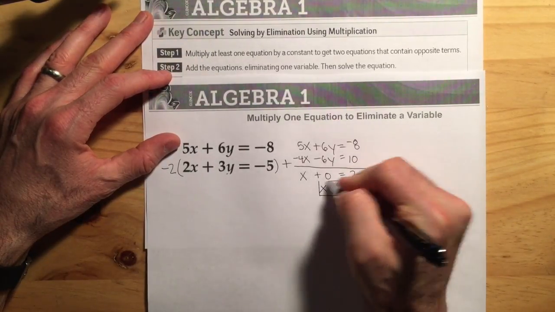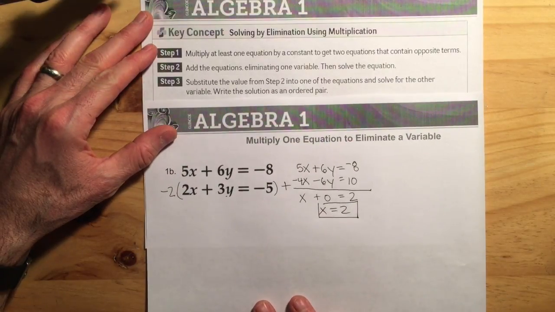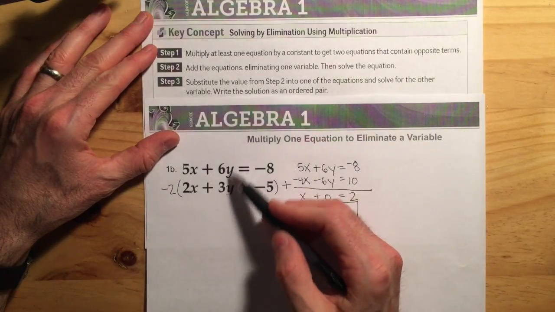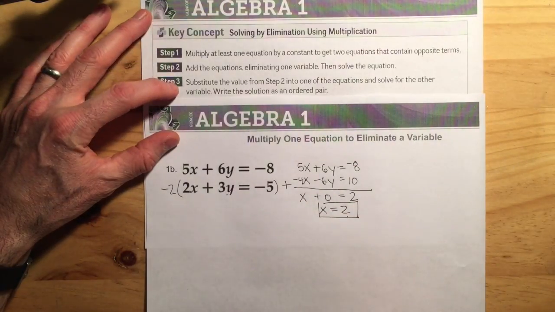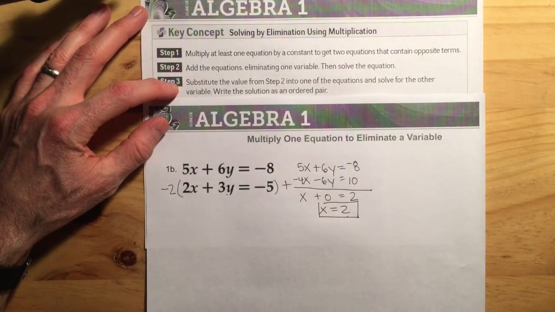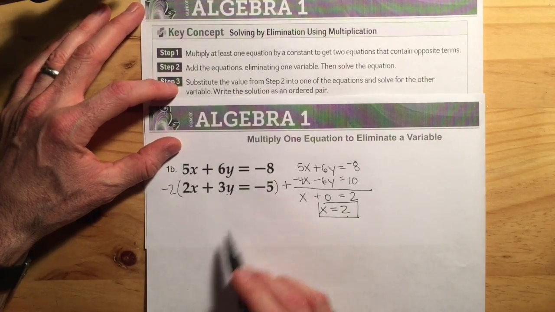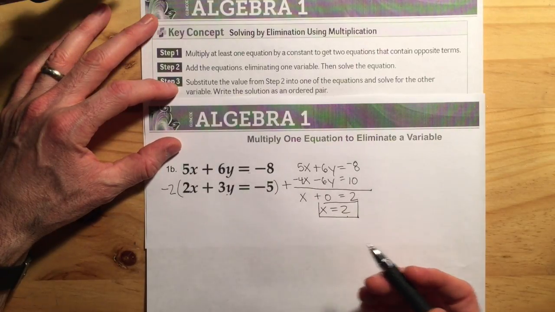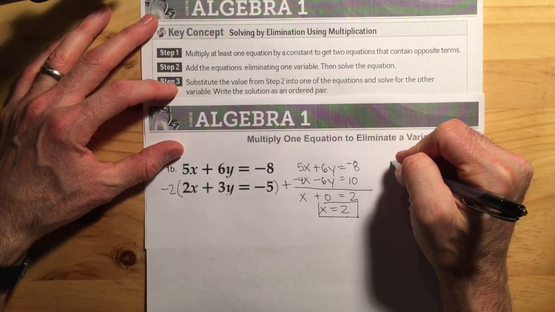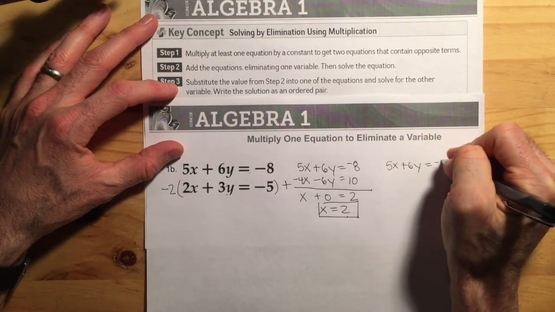All right, so I found the value for my x variable. So now I want to substitute the value from step 2 into one of the equations and solve for the other variable. And remember, I need to write the solution as an ordered pair. All right, I think I can do that. Let's see. I don't see one equation being easier than the other, so I'll just use the first equation. Let me go ahead and rewrite this here. So 5x plus 6y equals -8.